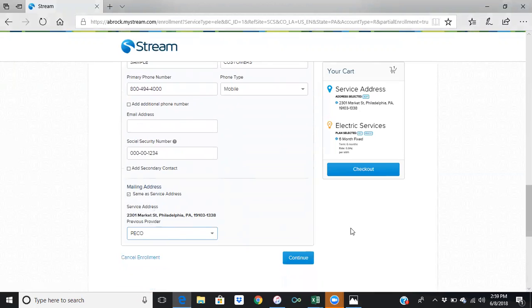Now, this is as far as I can take you in this training. But what I can tell you is as soon as you hit continue, 4 identity protection questions are going to pop up. These are to specifically protect the customer's identity to make sure that we are not switching their bill without their consent. It'll be 4 questions that they can easily answer. You just read them off to them.